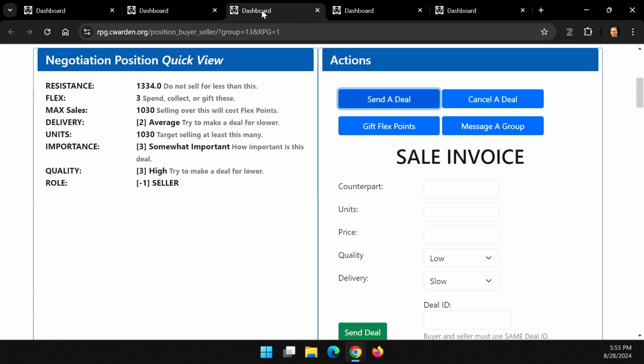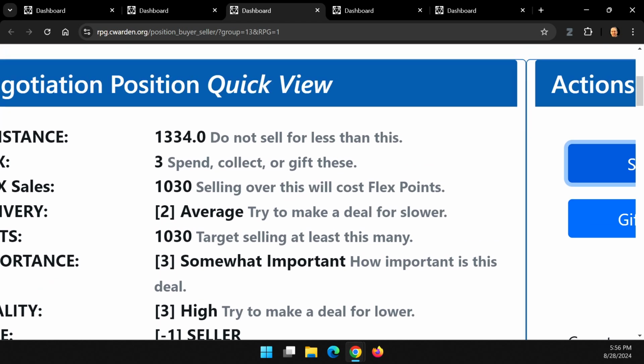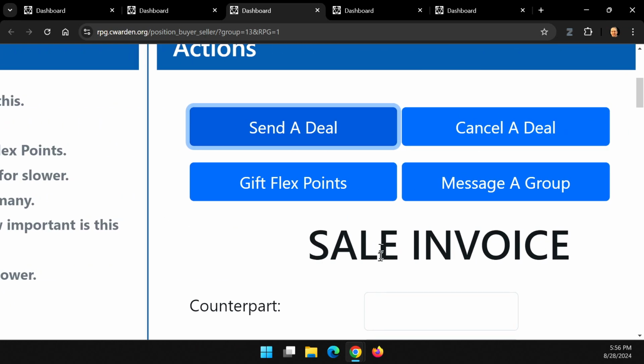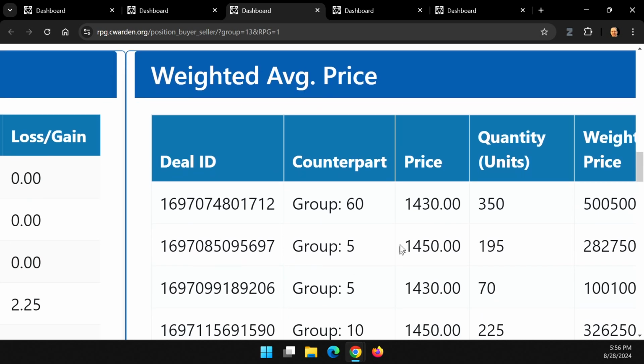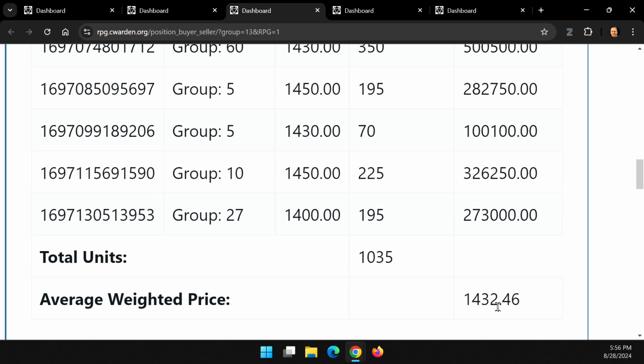So let's look at another example for a seller. In this case, we have a seller, and the seller has a resistance price of 1334. So they would need to sell for 1334 or higher because they want to make more money. They want to sell at a higher price. So 1334. Well, let's look at what they did. Here's their weighted average price. And they have 1432. So that's higher, right? So they were able to sell higher.